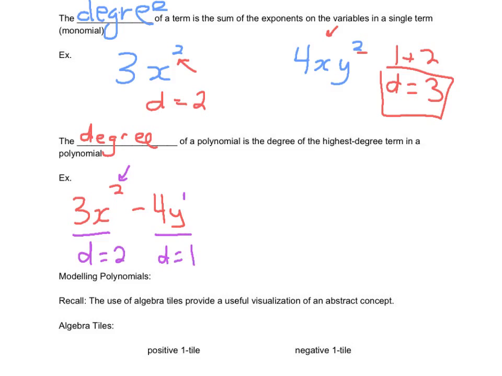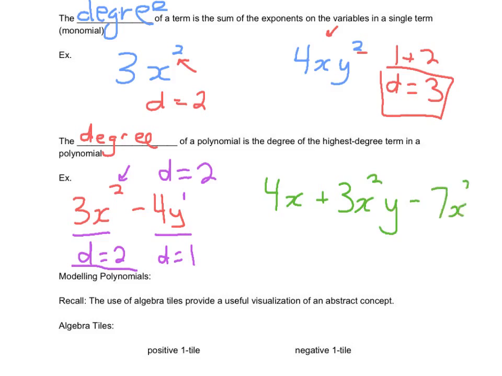Okay, the overall degree of this entire polynomial is the degree of the highest degree term, which means this one. So the degree of the overall polynomial is 2. Okay, we'll do another one that's maybe a little bit more complicated. We have 4x plus 3x squared y minus 7x squared y squared. So we will again find the degree of each of the 3 individual terms.